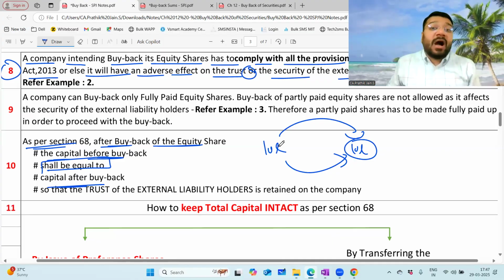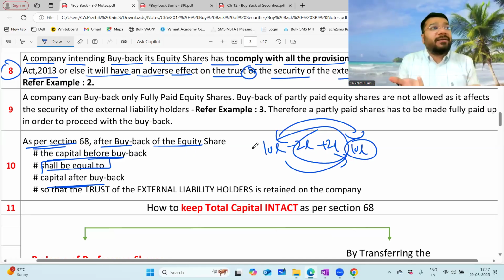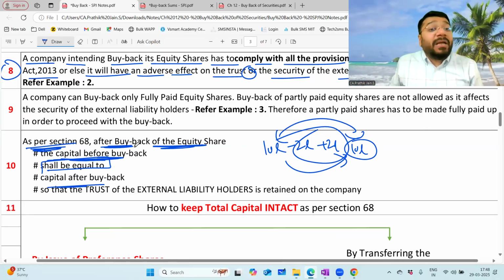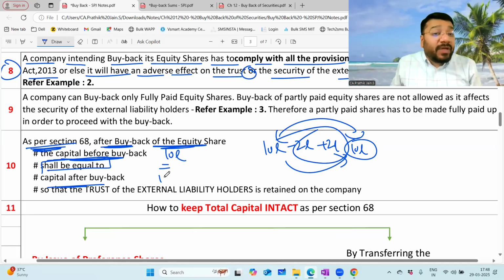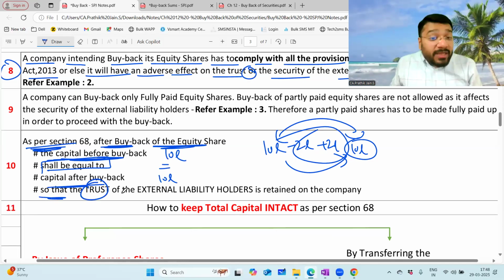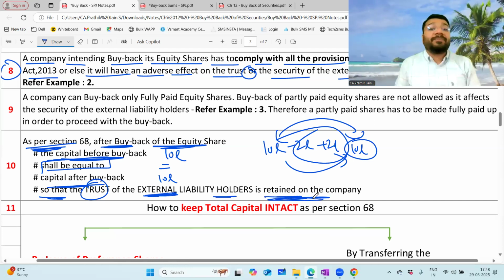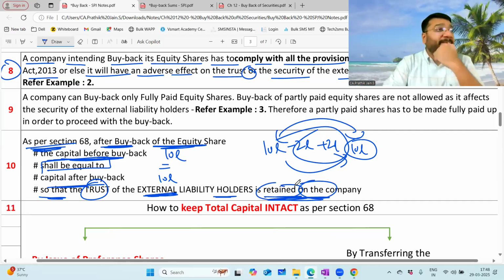So now the question is, sir, how? 10 lakh means 2 lakh gone, again 2 lakh coming, then what is the purpose of the buyback? So Section 68 has come out with multiple suggestions. Now listen to me very carefully. As per Section 68, after the buyback of the equity shares, the capital before the buyback, which is 10 lakh, shall be equal to the capital after the buyback, so that the trust of the external liability holders is retained on the company.